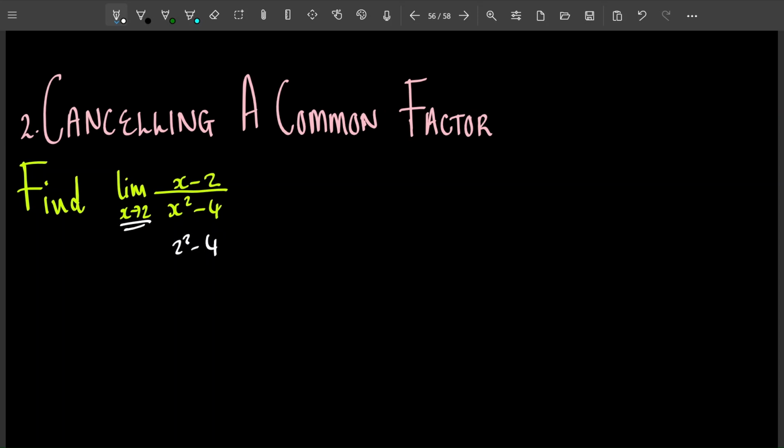And what is 2 squared? It's 4. Minus 4, it's 0. So my denominator will become 0, and that should never happen, even when the numerator is 0. The denominator should never be 0. We don't care what is in the numerator. 0 over 0 is not 1. 0 over 0 is undefined. So we must never have that situation.